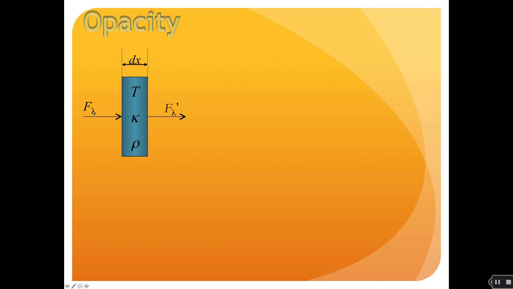Okay, so let's talk about opacity. I've got some flux here that's got some wavelength dependence. So it's flux at some wavelength and it's hitting a slab of material. The slab of material has a thickness dx. It has a density rho, it has opacity kappa, and a temperature T. Some of the radiation hitting it doesn't make it out the other side. So what we have out the other side is F prime, and this is the flux that makes it out. The difference between what made it in and what made it out is how much gets absorbed or deflected inside of this slab.